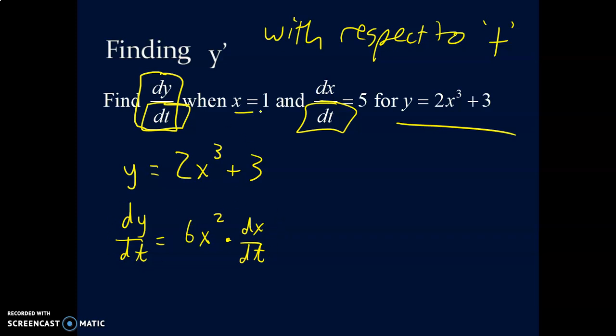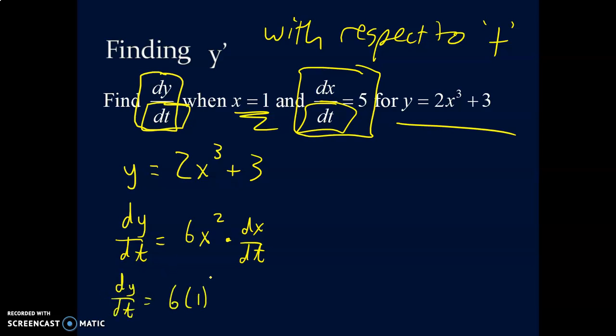This is my equation, and they've given me some information. They've said x is 1 and dx/dt is 5. So now I can plug these things in. So dy/dt equals 6 times 1 squared times 5. dx/dt is just 5. So 6 times 1 times 5 is 30. So dy/dt would be 30 when x is 1 for this equation. So again, you can take the derivative with respect to whatever variable you want, and just look at the bottom of the fraction to figure out what variable you should be taking the derivative with respect to.